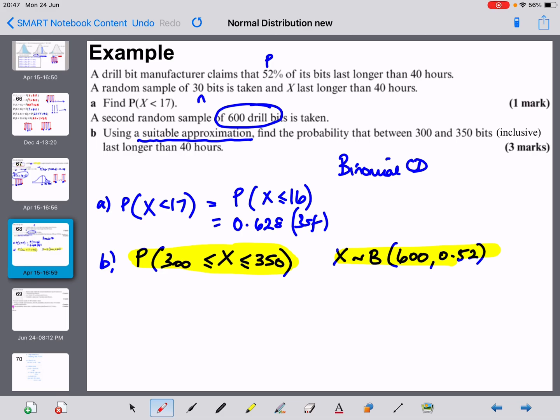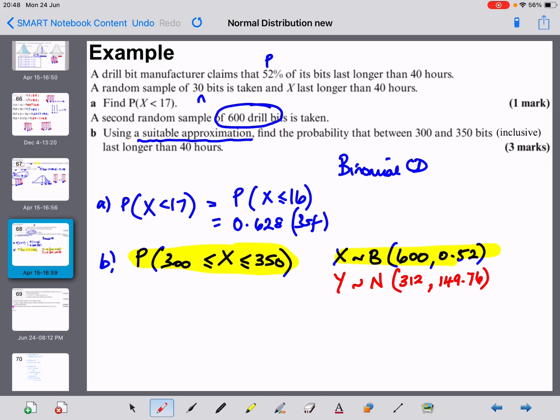So if X is binomially distributed, then Y will be normally distributed. I'm just changing letter. So we're going to do 600 times 0.52 to get the mean, which is 312. And then to get the variance, we're going to do 600 times 0.52 times 0.48, and that's going to give us 149.76. So I've now got my 2 parameters.